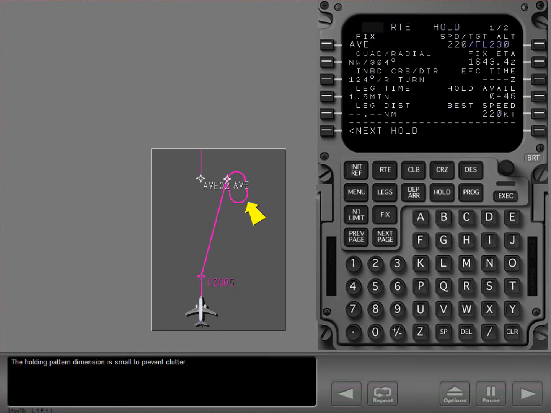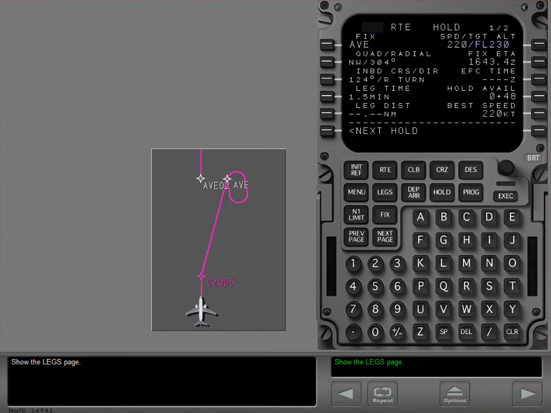The holding pattern dimension is small to prevent clutter. The holding pattern dimension becomes normal when the airplane is 3 minutes away from the holding fix. Show the legs page.